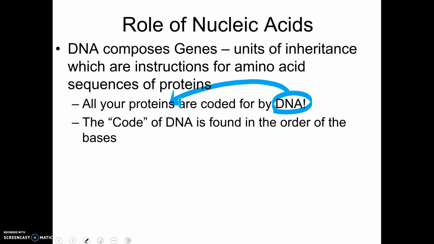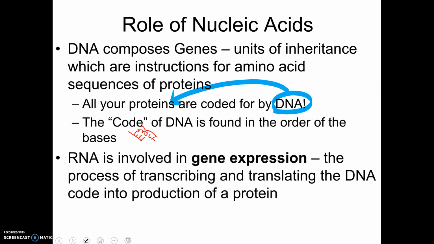So how does DNA code for this? It's the order of the bases. So in other words, if you were to look at one side of the DNA and the code was A, G, G, C, T, this code would then be translated into a protein. And we'll learn more about that later.